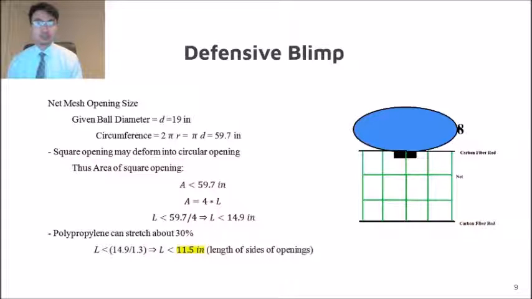We are also increasing the mesh opening size and therefore decreasing the material used. Accounting for the deformation of the net and stretch of the material, the largest openings we can have are 11.5 inches at the side. Our current net has an opening size of 4 inches, so this should decrease the weight by half if we don't count the carbon fiber rods.